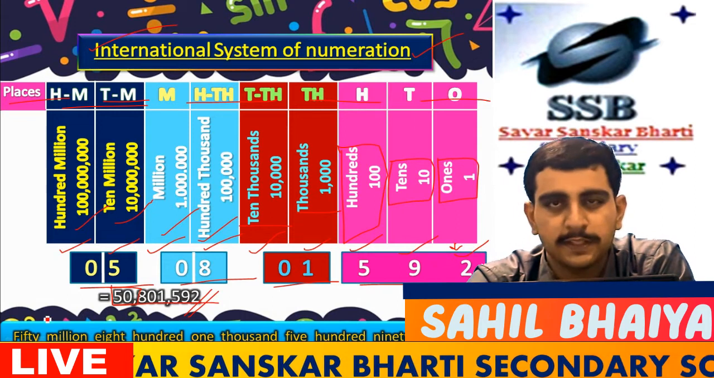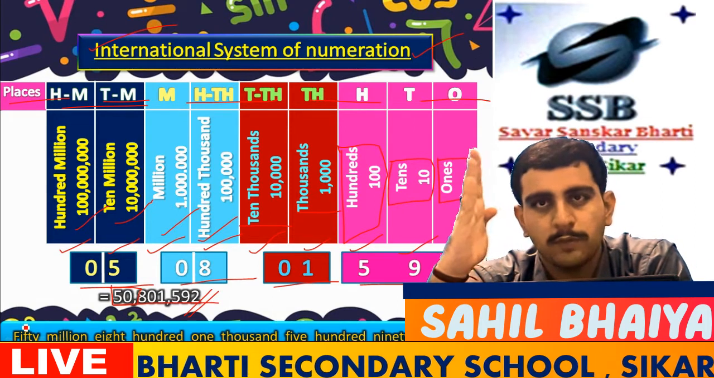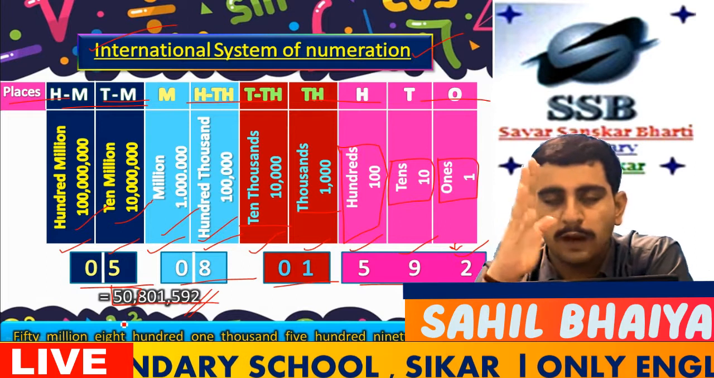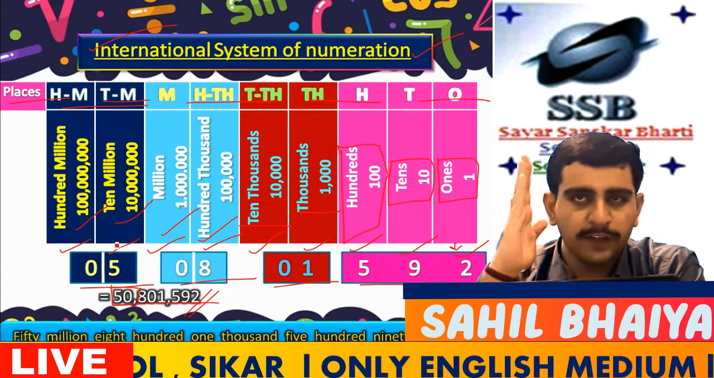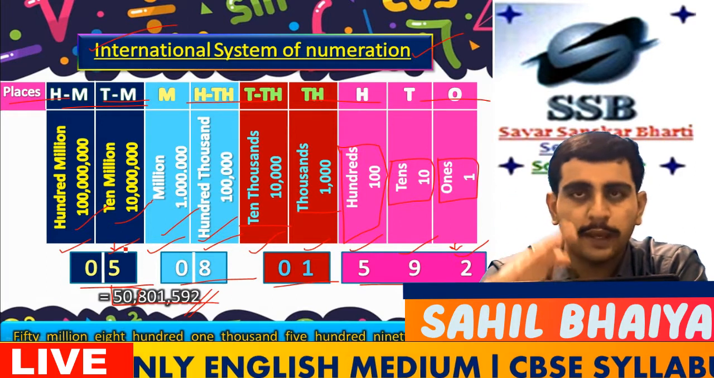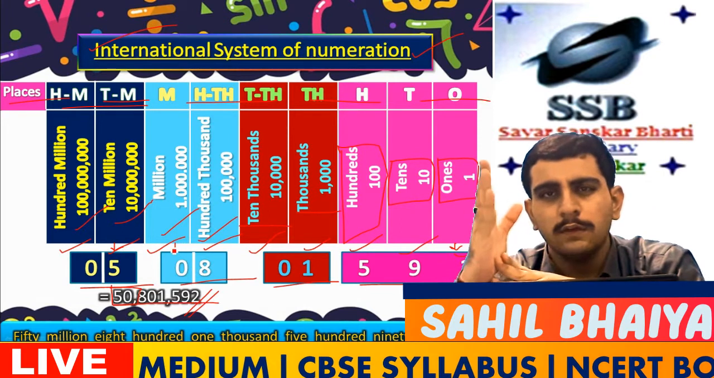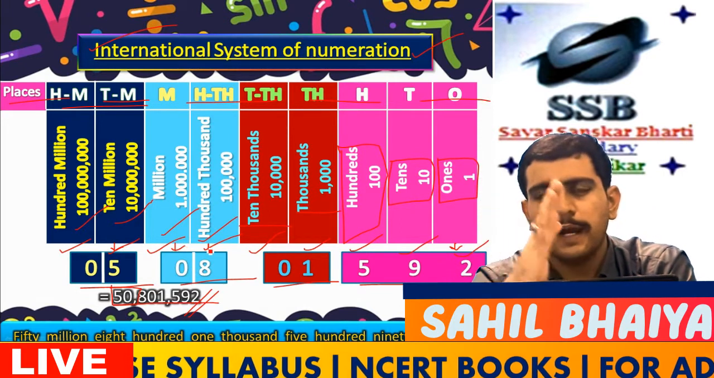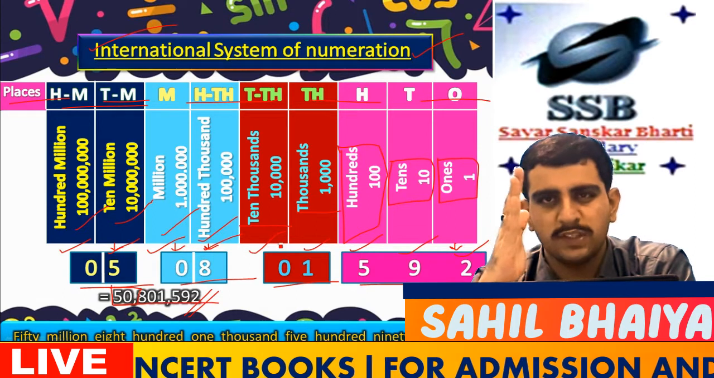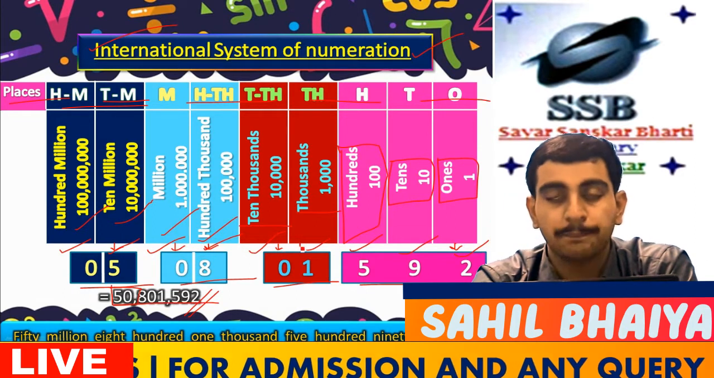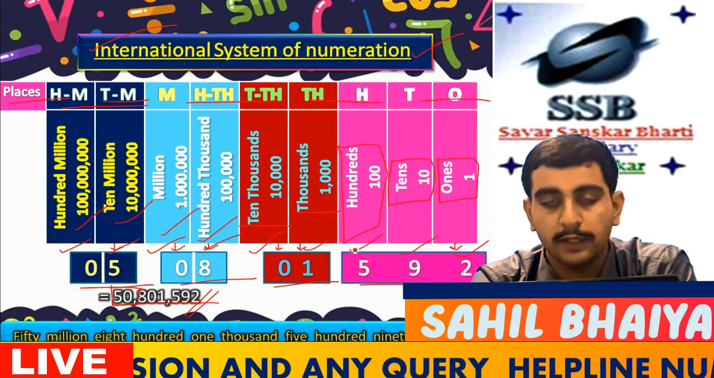Here we are placing this in the international system of numeration place chart. I think you all get it. After it, what do you have to do? After it, we have to pronounce it. As we have already discussed, whenever zero comes at the highest place, the number of digits never changes. So here the zero comes at the 100 million place.